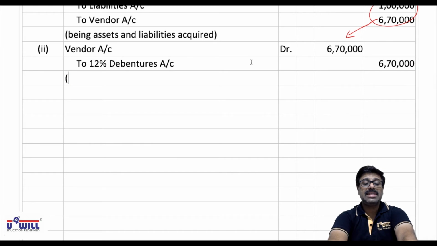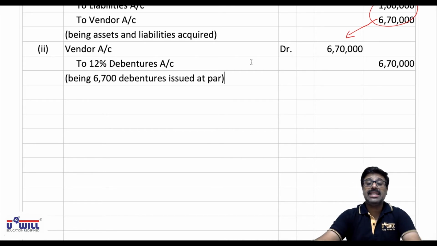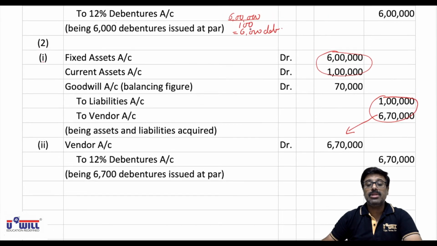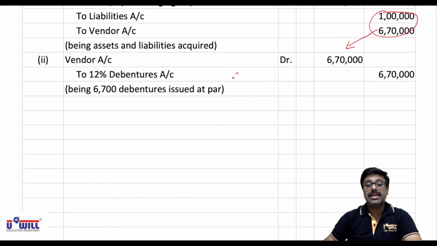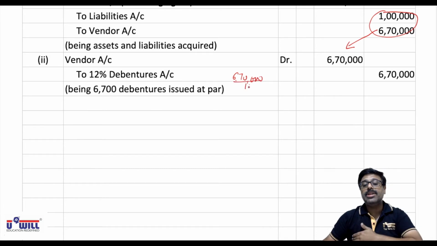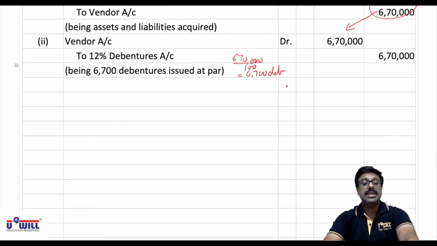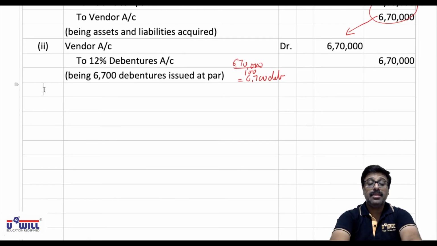Now here 6,70,000 divided by 100. How many debentures would be issued? Being 6,700 debentures issued at par. As I explained you over here, how will you count this? 6,70,000 divided by 100. So how many debentures would be issued? 6,700 debentures will be issued. Now, second situation is also done. We move to the third one.